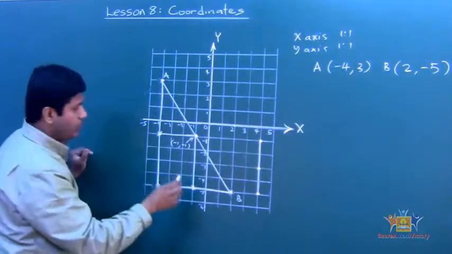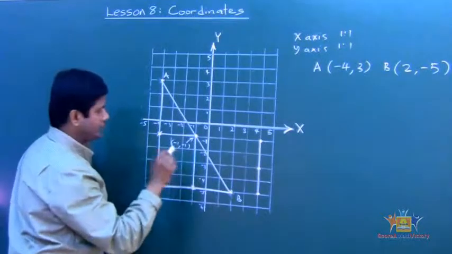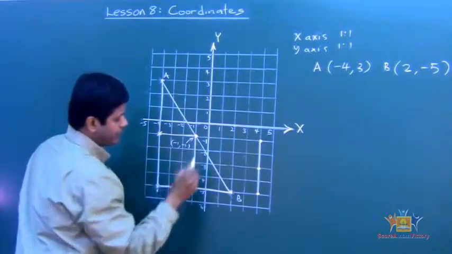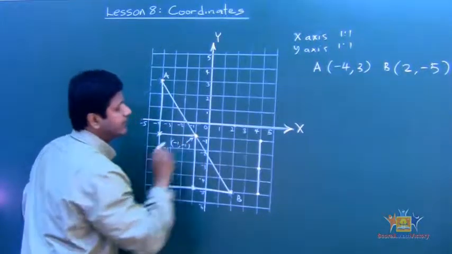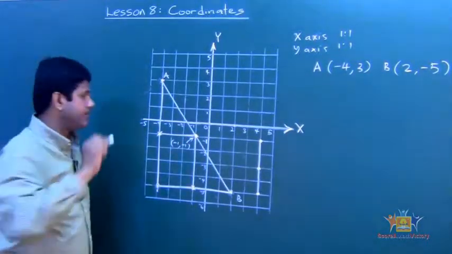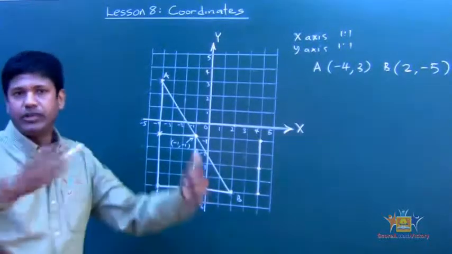So now we want to locate the midpoint for A to B. That means I move this line horizontally and move this line vertically. Where it meets, that's the center point. That's the midpoint for AB. Alright? Does that make sense? Let's do another one.